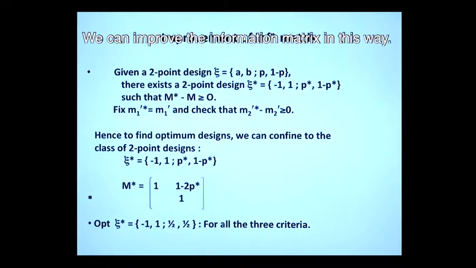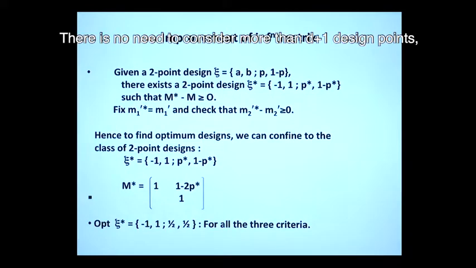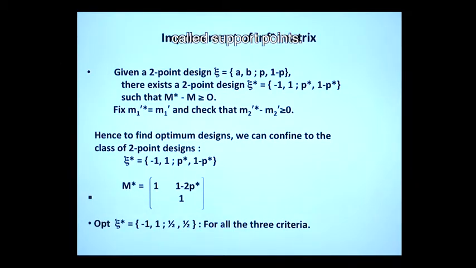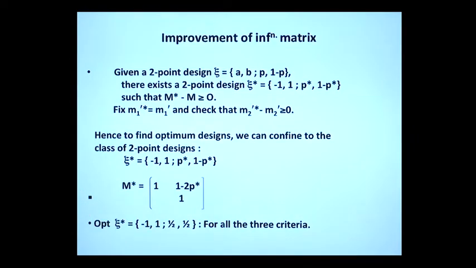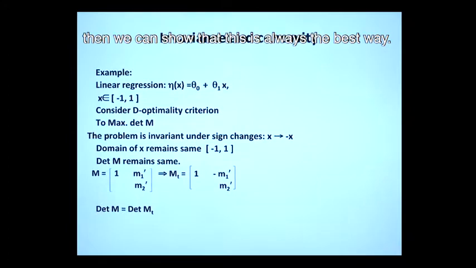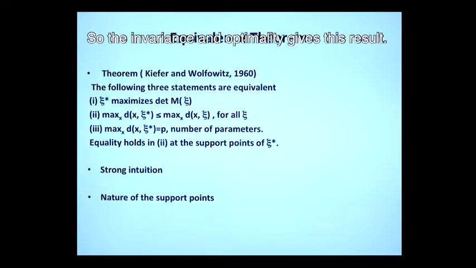We can improve the information matrix in this way. The de la Garza phenomenon says that if we have a polynomial of certain degree d, then there are d plus 1 parameters, and there is no need to consider more than d plus 1 design points, called support points. So for linear regression, since it is alpha plus beta x, we have only 2 parameters, we can confine to 2 design points, and if we stretch this to -1 to +1, then we can show that this is always the best one. So invariance and optimality give this result.